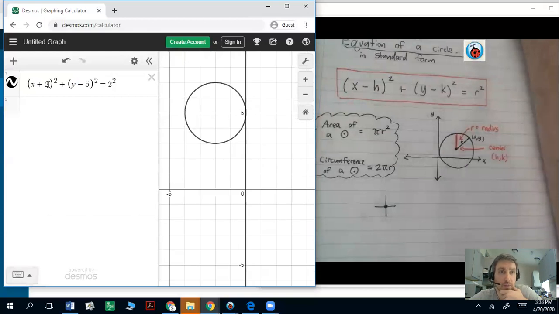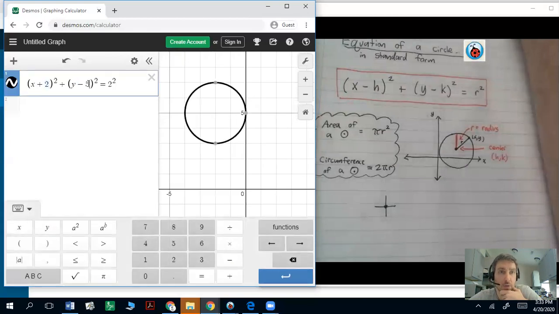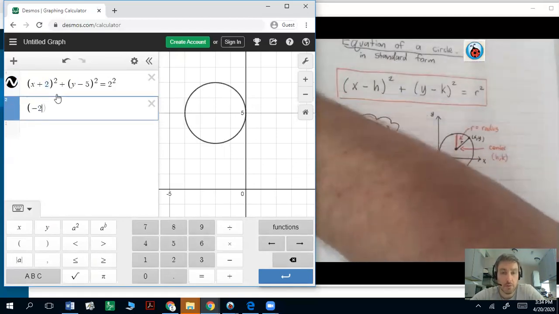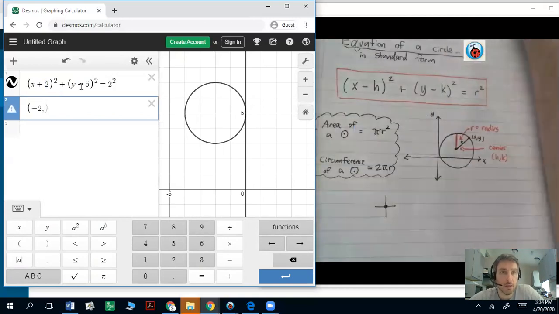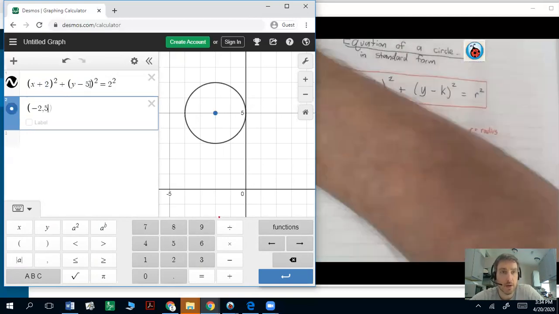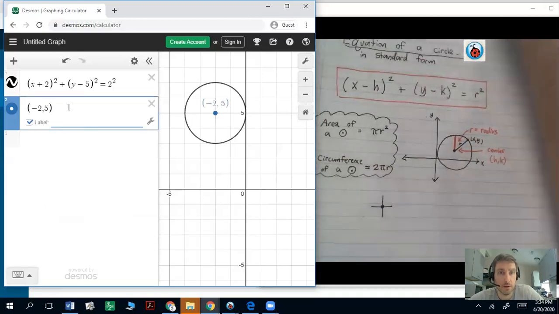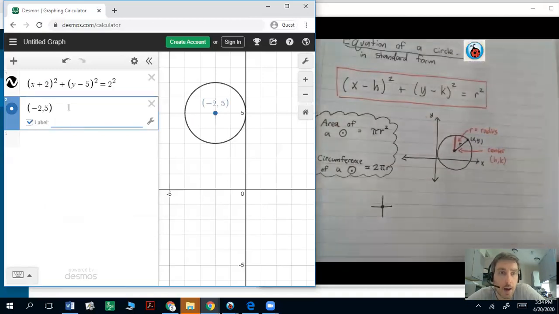So the center is always going to be basically the opposite of these numbers. So if that's plus 2, the center would be negative 2. And since that's minus 5, it would be 5. And you can see that point plotted right in there at negative 2, 5.